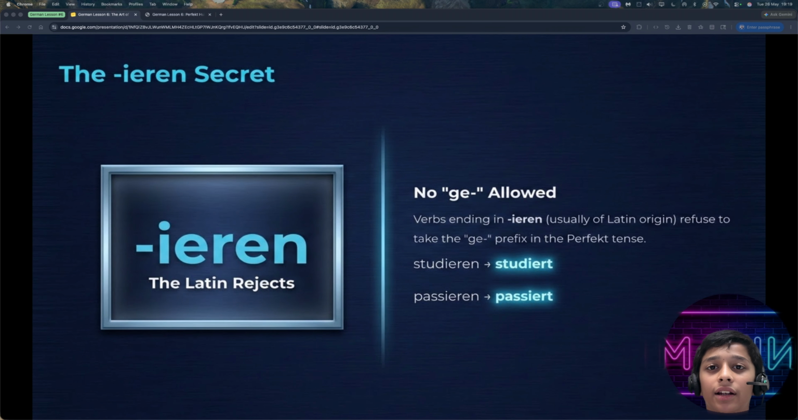Any verb ending in -ieren, studieren, telefonieren, funktionieren, these are loan words, usually from French or Latin, and they are too cosmopolitan for the ge- prefix. They just take a T at the end. Studieren becomes studiert. Clean, simple, no fuss, just skip the ge-.